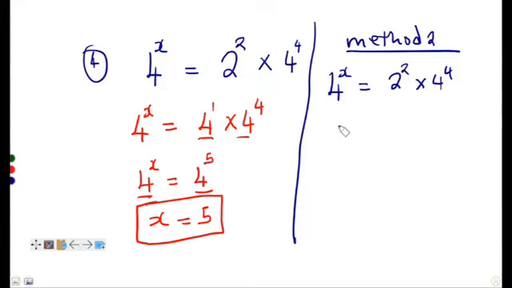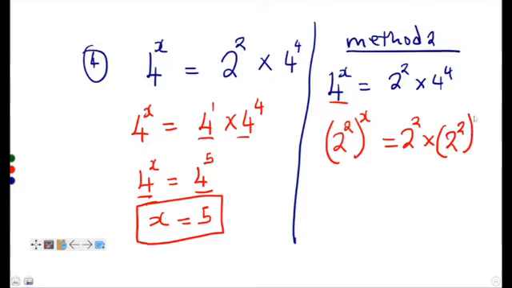So we are going to write it in this way: 2 power 2, then to the power x, the first one, equal to, this one is already 2 to the power 2, times, then this one we write 2 power 2 in brackets to the power 4. So 2 power 2 gives us this 4. Here we just multiply this 2 and x. We are using power of the power, to be 2x is equal to 2 power 2 times, so here we write 2, then this 2 times 4 gives us 8.